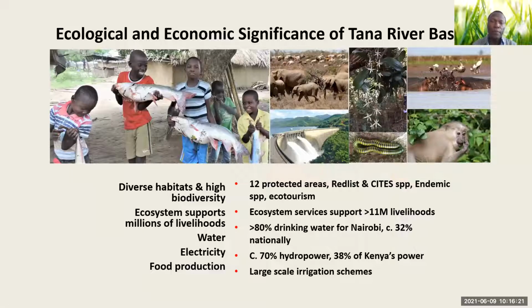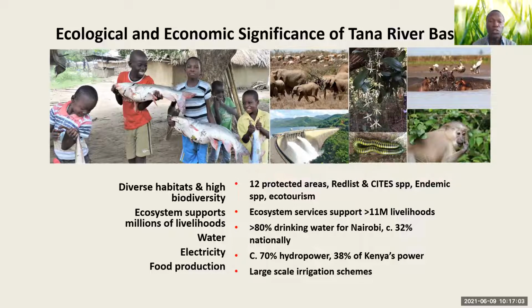So the basin is ecologically and economically significant because it has diverse habitats, it has a very high biodiversity, it has 12 protected areas, lots of red-listed species and cited species, endemic species, important for ecotourism. The ecosystem supports millions of livelihoods, over 11 million people. It supplies a lot of water. In fact, over 80% of drinking water for Nairobi comes from this basin, and it contributes about 32% of the national water needs in Kenya.